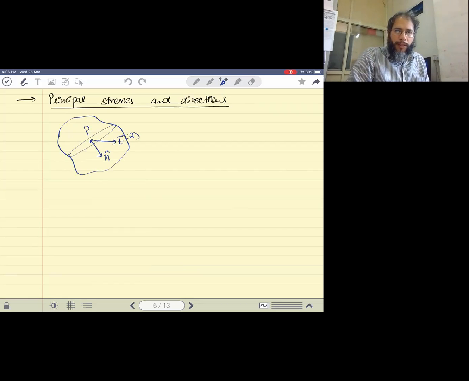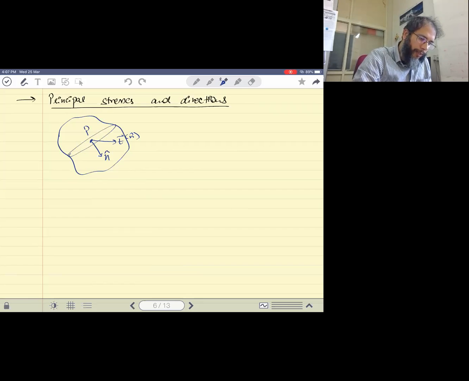Okay, so we have a point P and we have a cutting plane in the direction n hat, and we have the stress vector or the traction vector T with superscript n hat, because this is the traction vector at point P for the cutting plane in the direction n hat. Now we'll be writing the components of T along n hat and perpendicular to n hat.